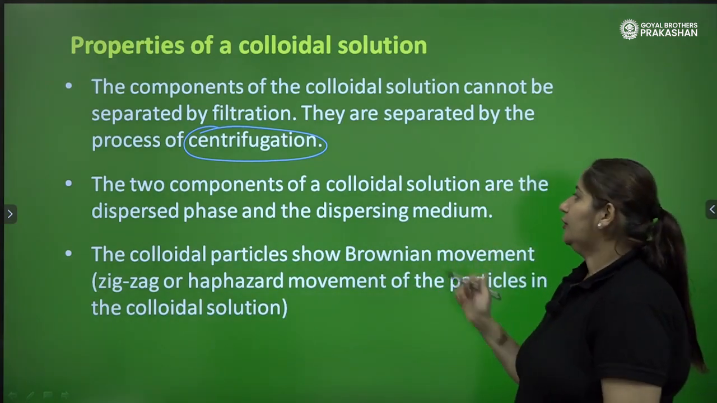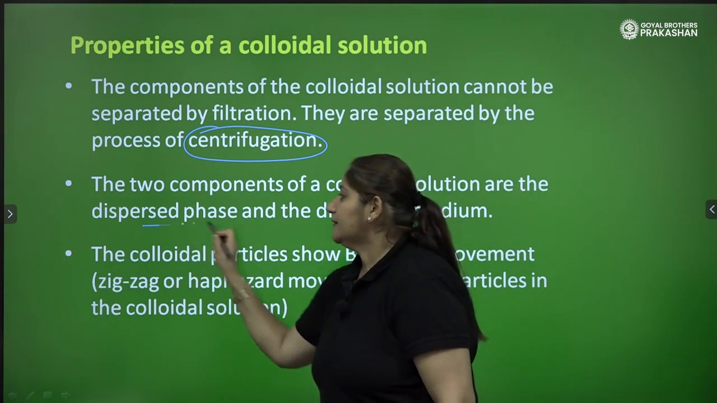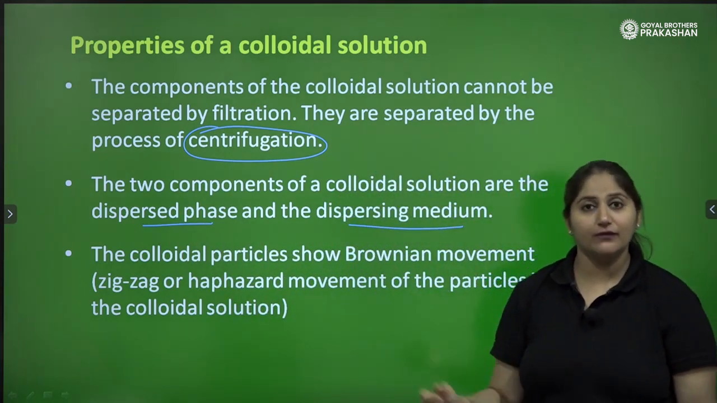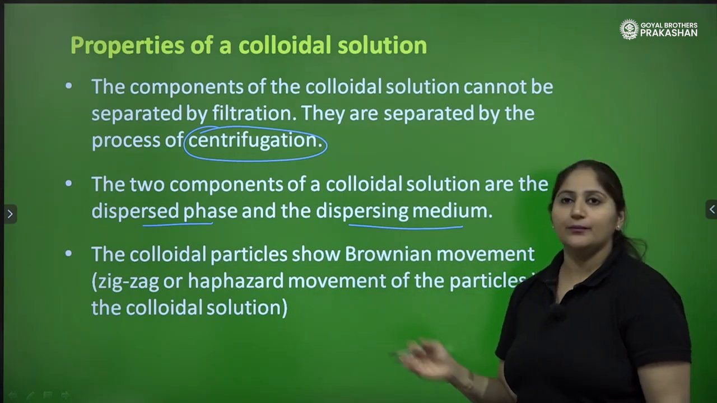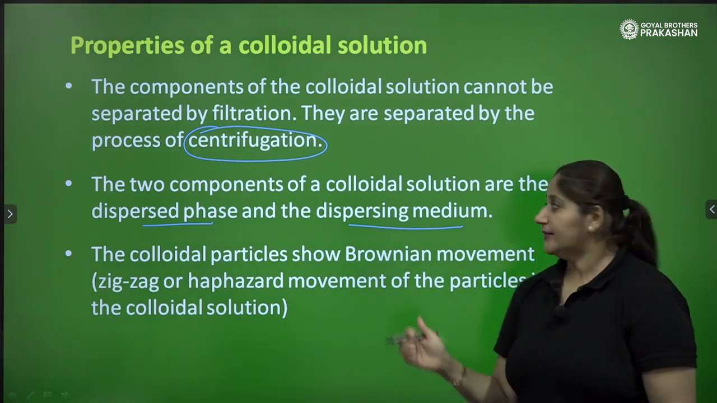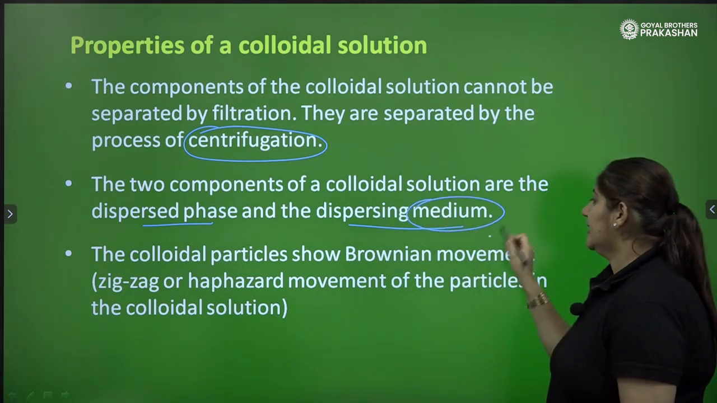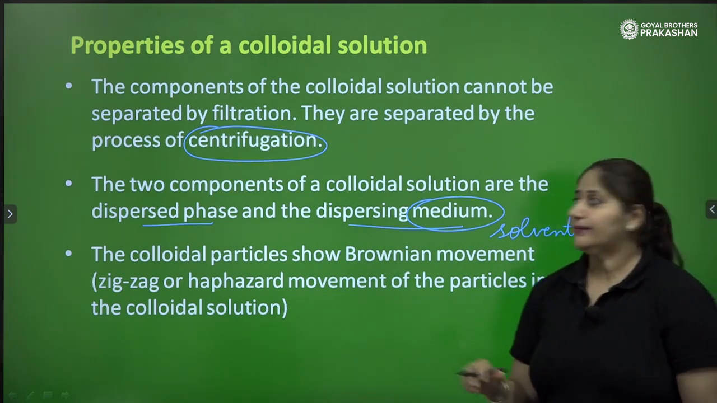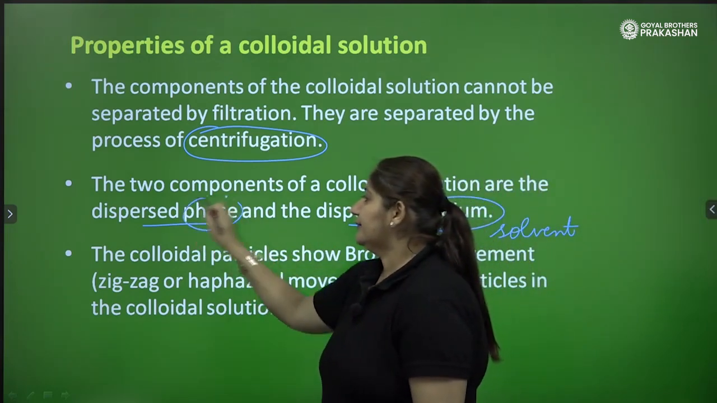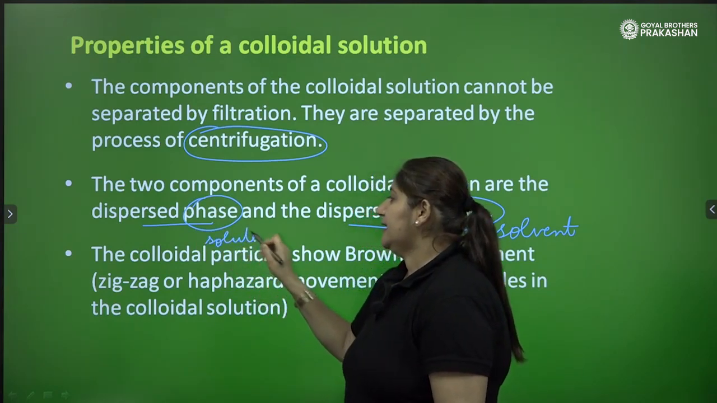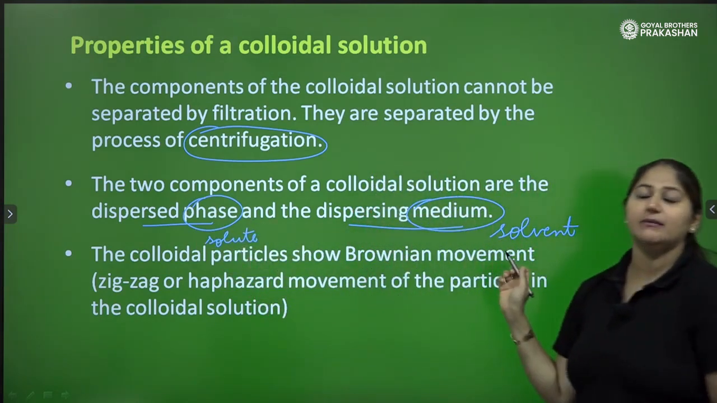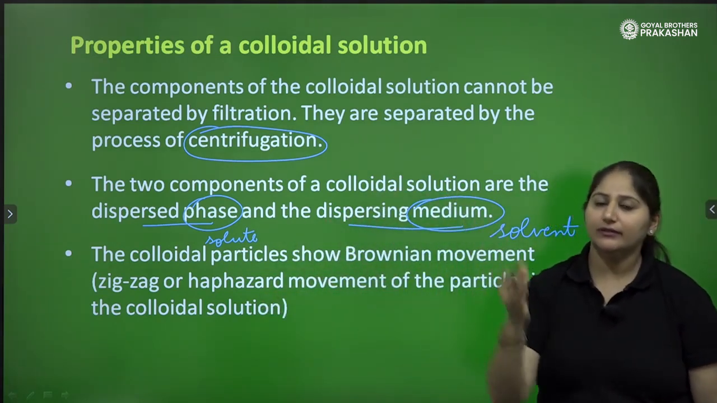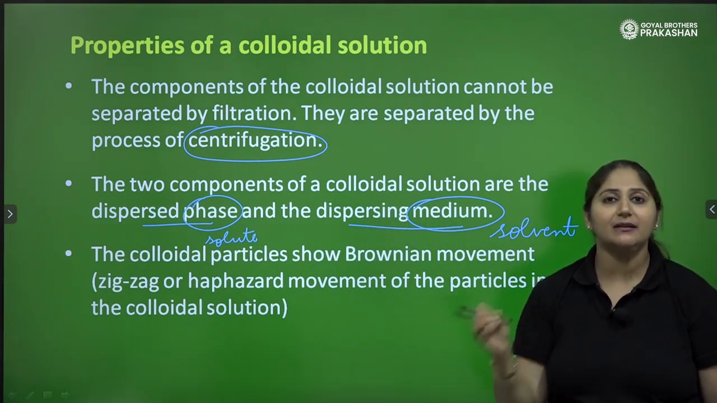The two components of the colloidal solutions are dispersed phase and dispersion medium. The way we have two components in solution as solute and solvent, colloids also have two components, phase and medium. Definitely medium stands for solvent, right? It is synonym of solvent. So phase should be solute, right? So dispersed phase is dissolved in dispersion medium. The way solute is dissolved in solvent, dispersed phase is dissolved in dispersion medium or dispersing medium.